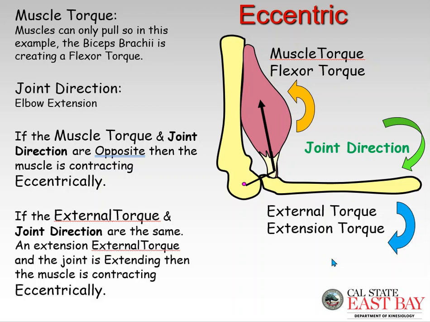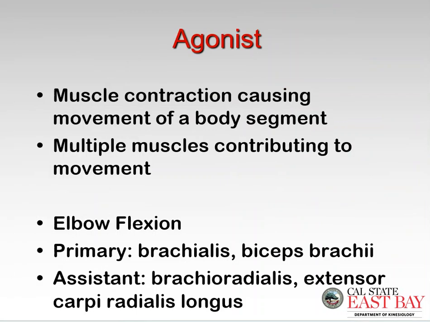Looking at it from the external torque, the external torque is an extensor torque. We are extending. So if the external torque and the joint direction are the same, that is another definition of an eccentric contraction. Just to finish up, some definitions. An agonist muscle is the muscle contraction causing the movement. Typically, multiple muscles contribute to that movement. For elbow flexion, you have the brachialis, biceps brachii, and then assisting muscles, brachioradialis, extensor carpi radialis longus, basically anything crossing the elbow joint on the anterior side.